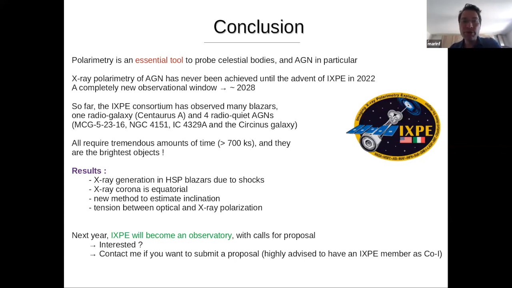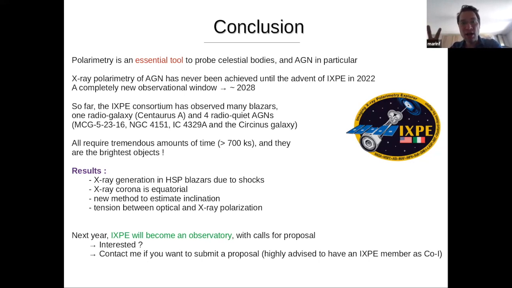I've observed one Seyfert galaxy, Centaurus A, but it was a very poor upper limit, many blazars, and four radio-quiet AGNs. I haven't spoken about the last two because the paper had just been submitted, but unfortunately, I can tell you that it was an upper limit. All of those objects require a big amount of time, more than 700 kiloseconds, and they are the brightest objects. So imagine if you want to do that for less bright AGNs. But the results we got are still amazing.